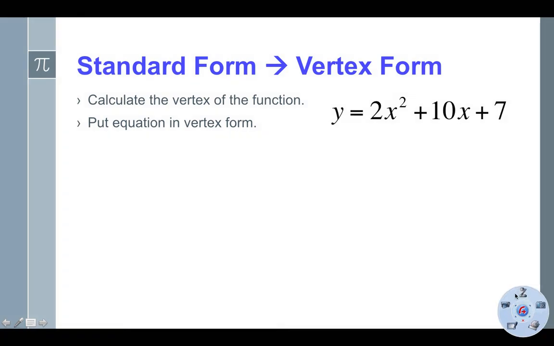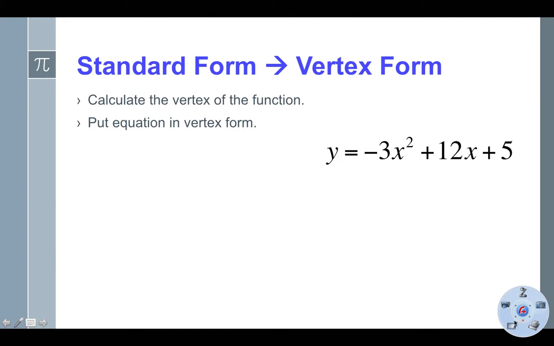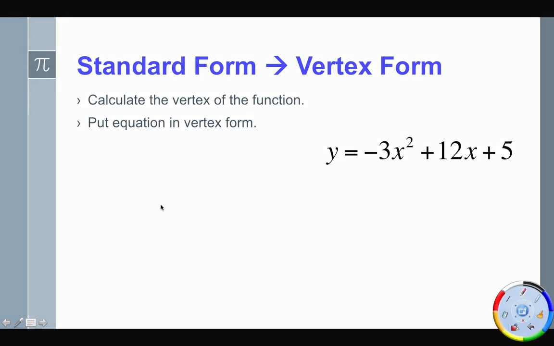I have one more on this page because I want us to know how to put this stuff in vertex form. So again, we need to find the vertex. This is going to be the opposite of b over 2a, so negative 12 over 2 times negative 3. I get negative 12 over negative 6, which is a positive 2. So we get a nice 2 for our x-coordinate. Then we need to plug that in.